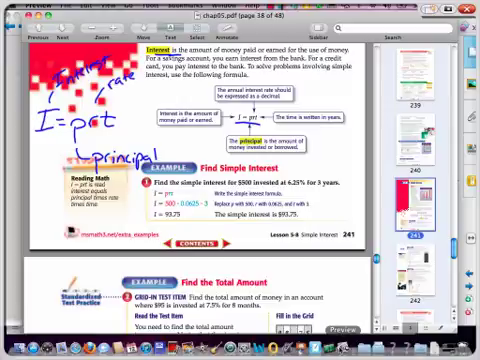And then T stands for time. And in our example, we're talking about time in terms of years. And so you will always need to make sure that we are in terms of years.